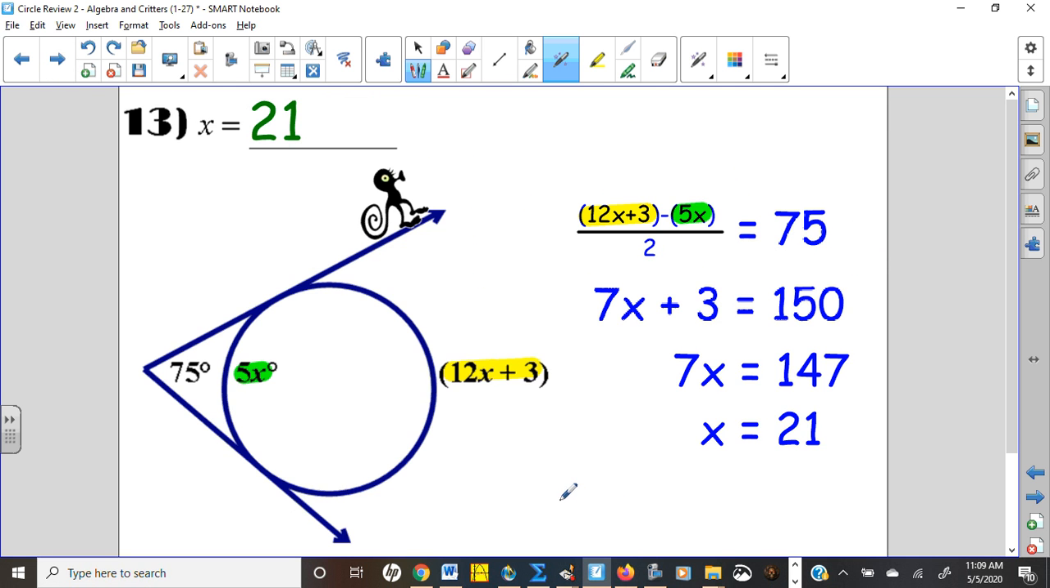Number 13 was a direct application of theorem 10.13. When you have 2 secants, 2 tangents, or 1 of each, that intersect a circle, the angle formed is the difference. So notice how this time we're subtracting the arcs. So big arc minus little arc divided by 2, and you can see how the algebra works there.